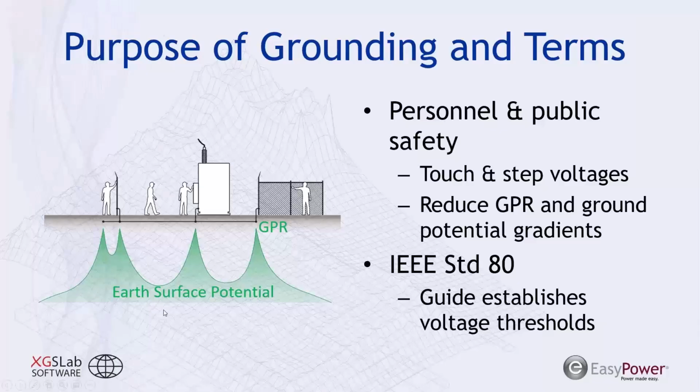Then another aspect to be familiar with is the Earth's surface potential. When we're evaluating these systems, we're trying to reduce the voltage gradients, or reduce the voltage difference between an individual's hand and their feet, or one foot and another. And whether or not the GPR and the Earth's surface potentials are adequate or sufficiently low, we're going to be pointing towards the IEEE Standard 80 to help establish a criteria for what's a survivable threshold of voltage.